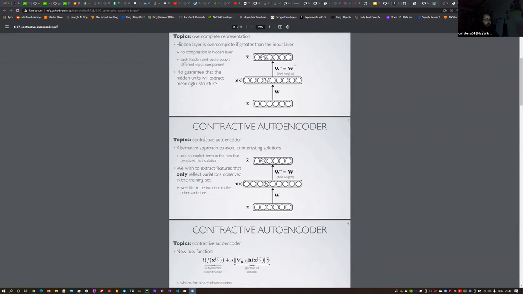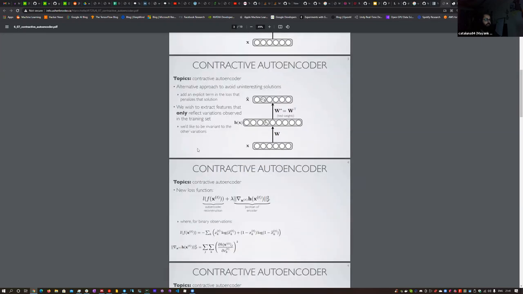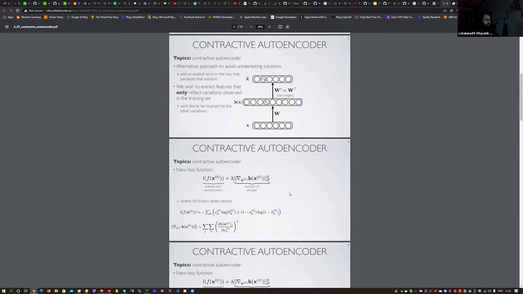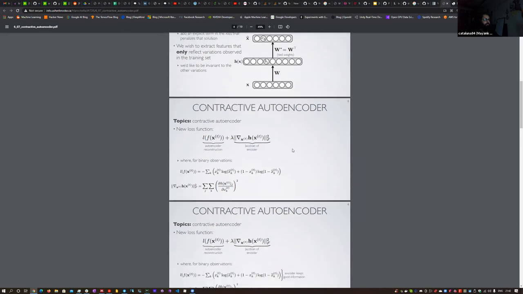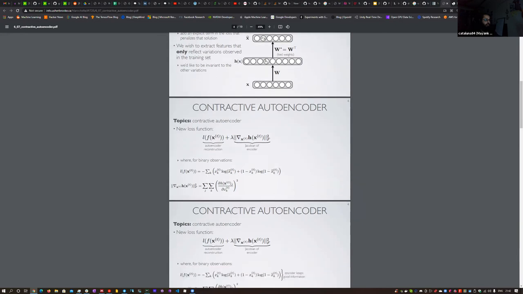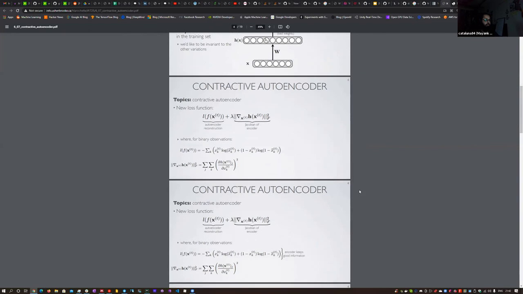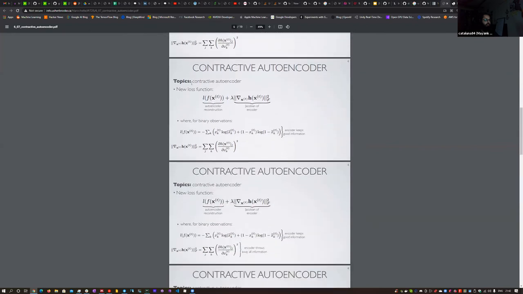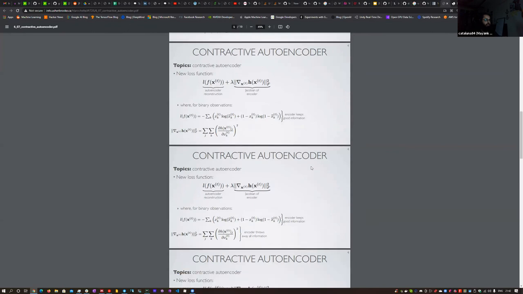The alternative approach is to add an explicit term to the loss that penalizes this solution. And yeah, this is the same as what Sujit just talked about, in which the Jacobian of an encoder, the L2 norm of this gradient multiplied by the H, which was the hidden state representation, is being added here, and for the cross entropy and this guy, that's the same. This is the new loss function that we obtained.